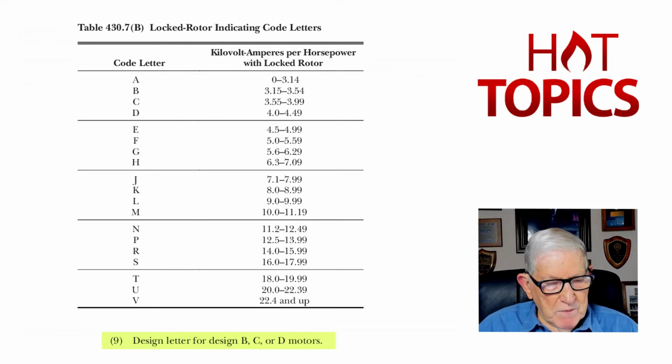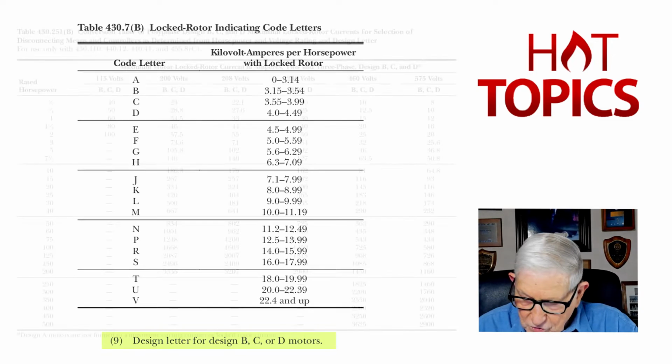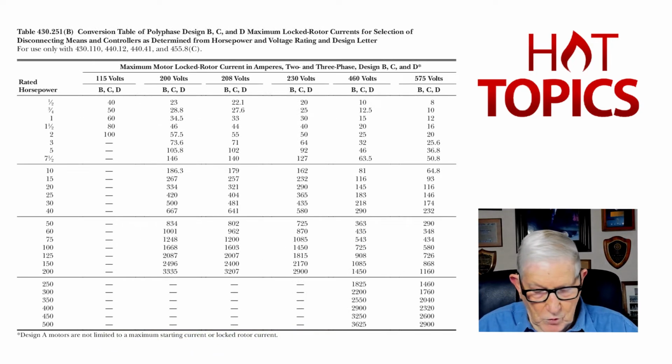And notice we pick up the design letter, B, C, or D, and that's how the motor is manufactured. Now to accomplish that, we have to go back over to about page 334, if you'll just head in that direction with me, and we'll go over to page 334.